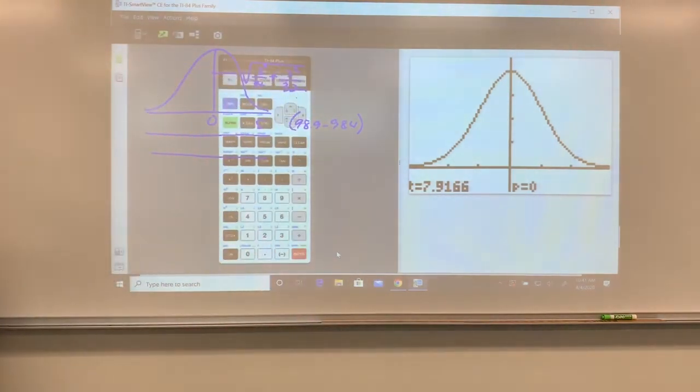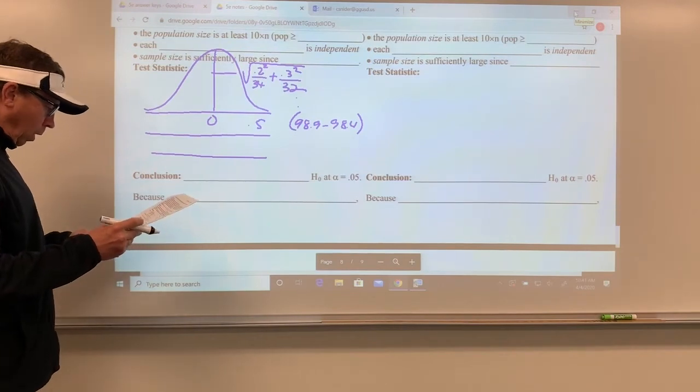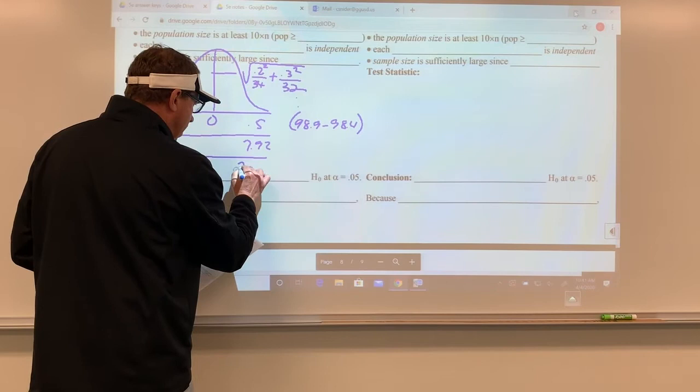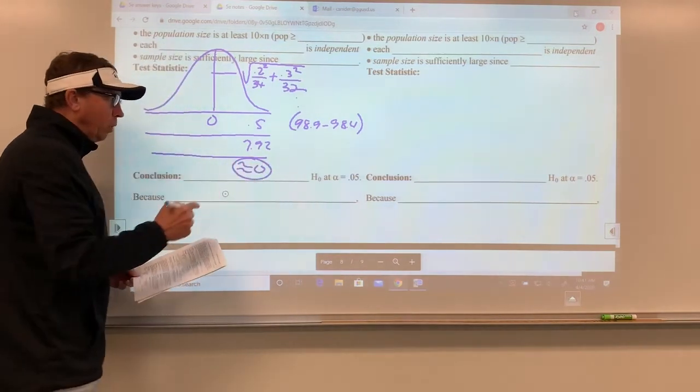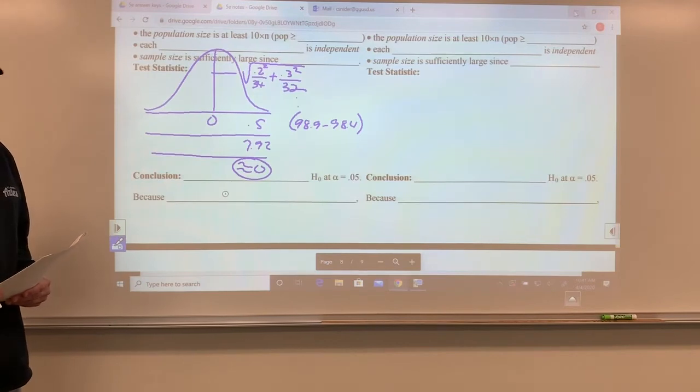So let me go back over to the drawing here, and you would simply type in your t-score, 7.92, and your p-value, essentially 0. I like to put the word essentially. And then you can put your conclusion there. Okay?